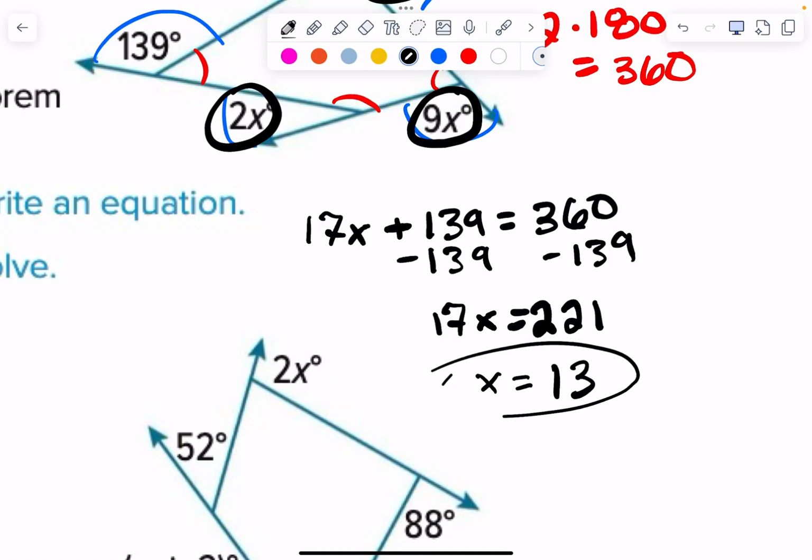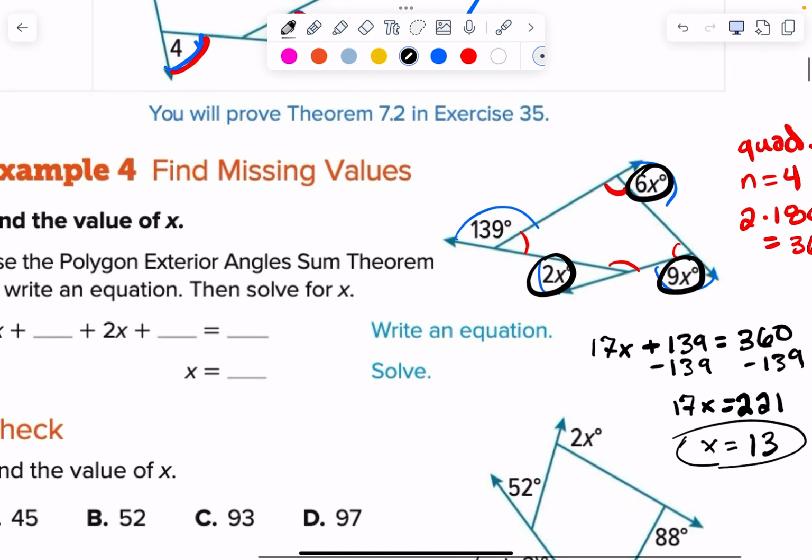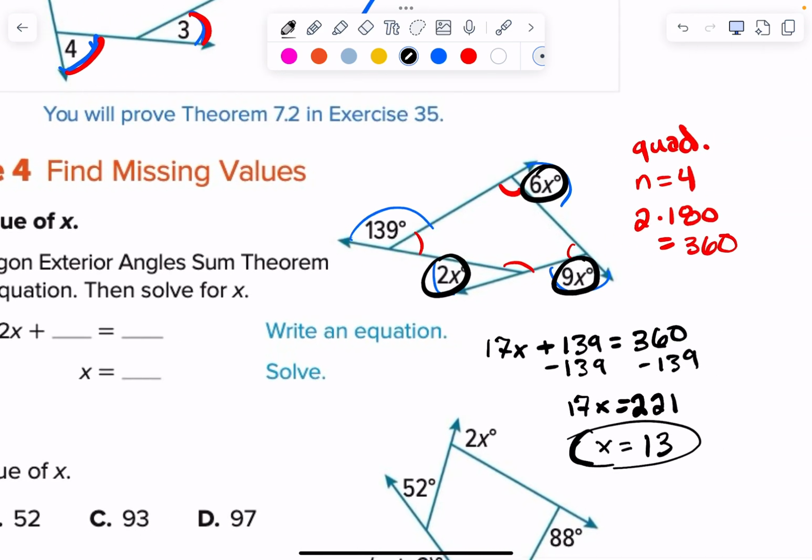X is 13. Find the value of x. We're done. Okay, good?